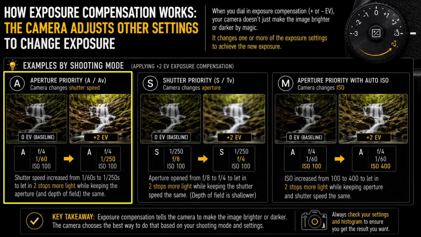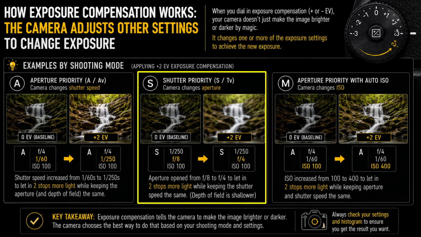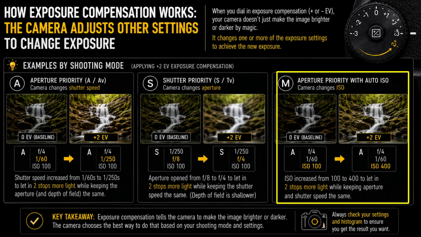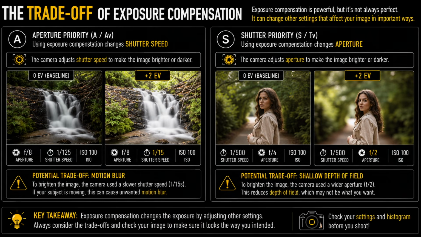What actually changes inside the camera depends on the automatic mode you're using. In aperture priority, exposure compensation causes the camera to pick a different shutter speed to reach the adjusted exposure. In shutter priority, the camera adjusts aperture, which will affect the depth of field. If auto ISO is enabled, the camera might also raise or lower the ISO to hit that compensated value. That interaction is important to remember. In shutter priority, using exposure compensation can change the background blur. In aperture priority, it will also change motion blur. If those changes matter, be mindful of which semi-automatic mode you're in.